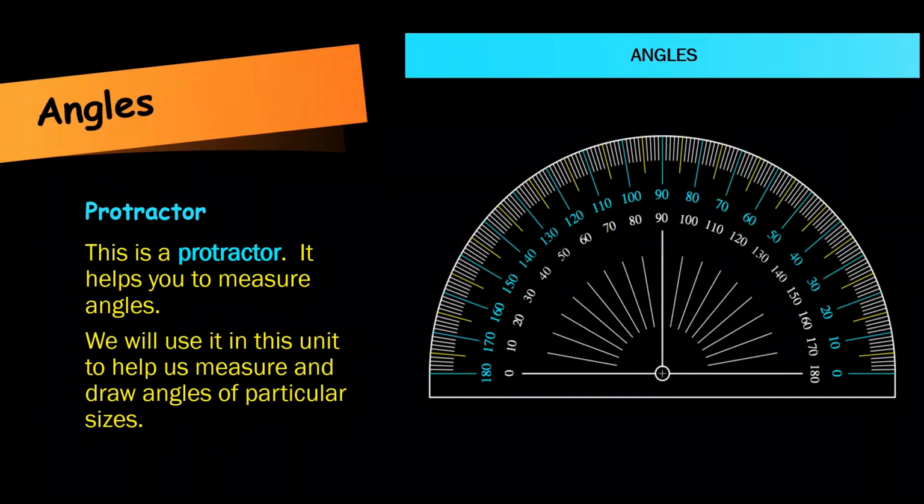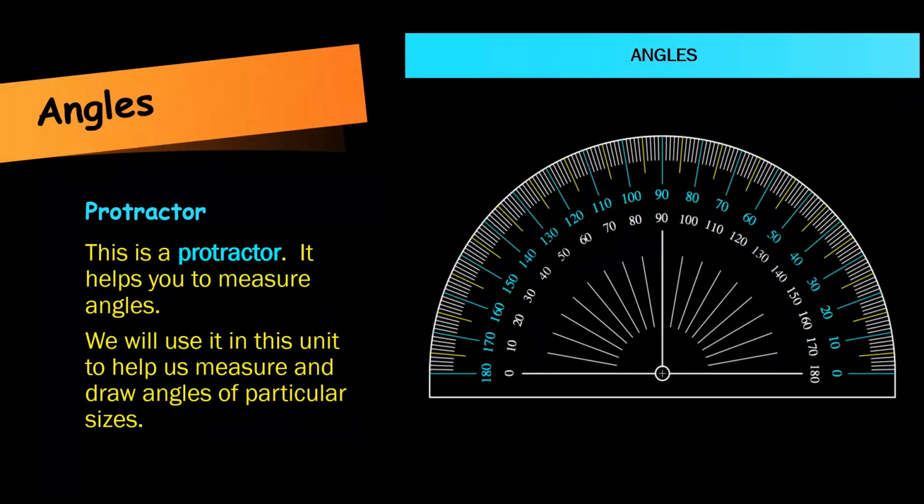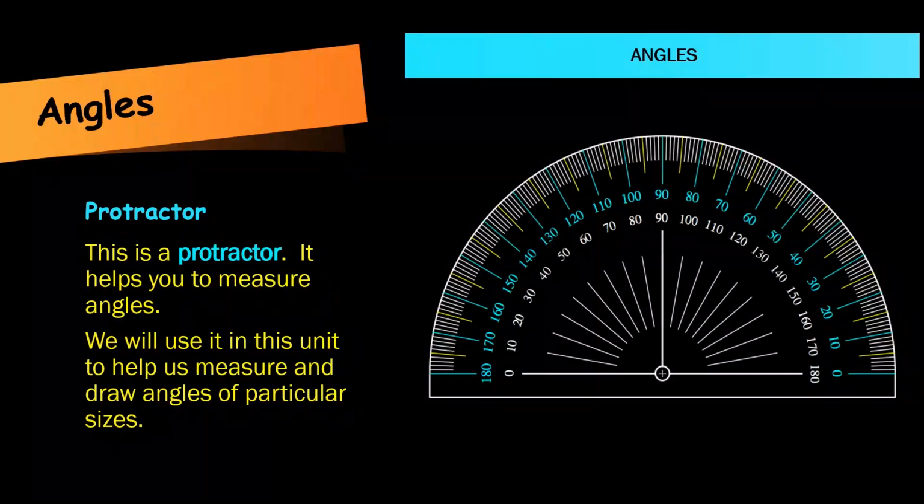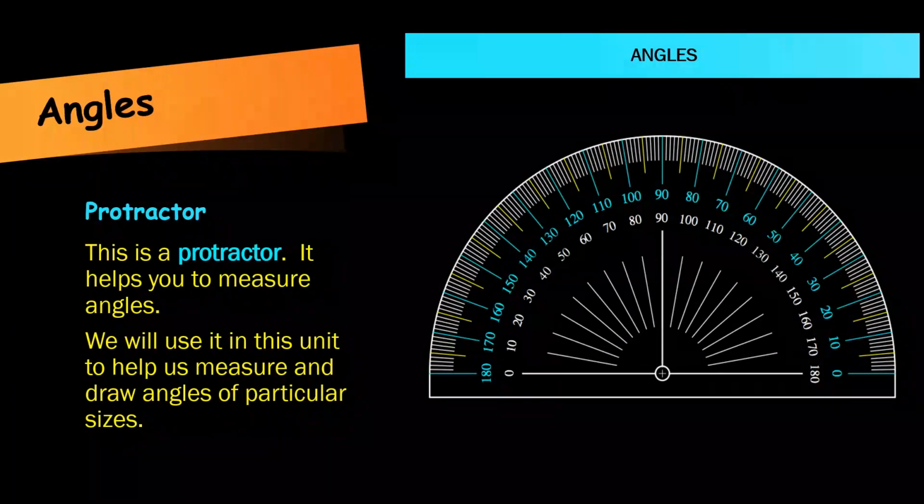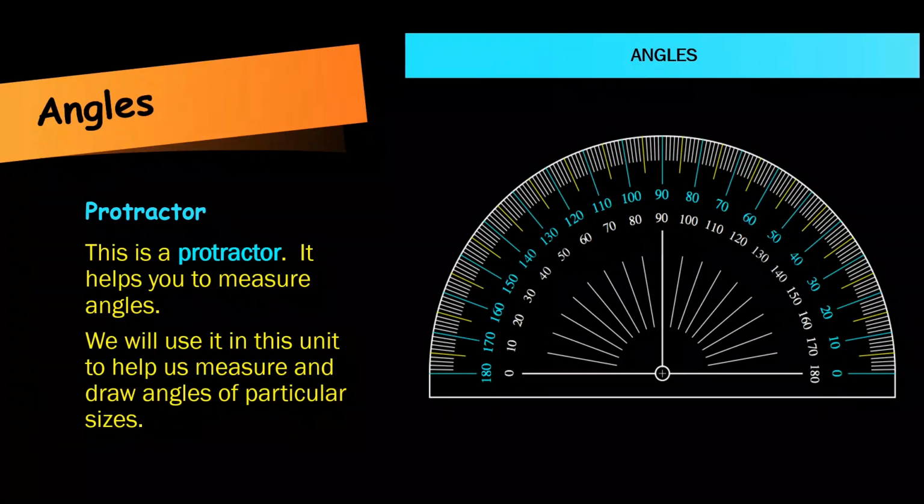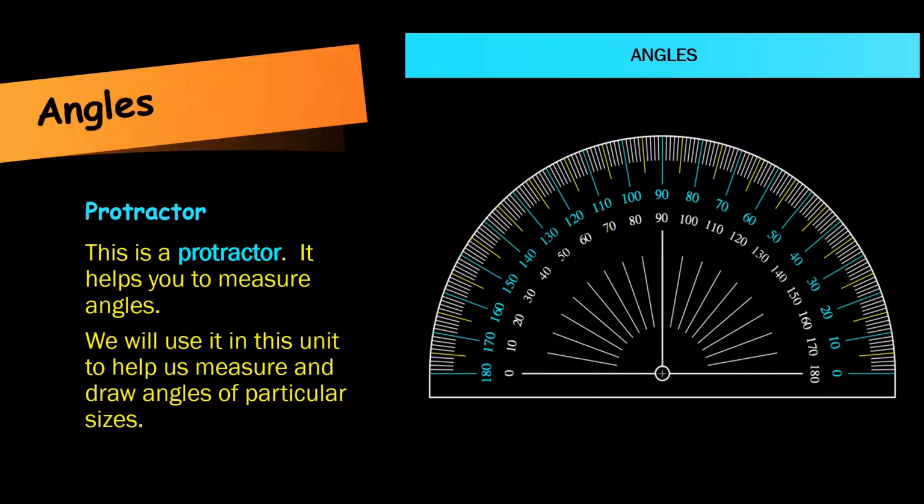This is a protractor. It helps you to measure angles. We will use it in this unit to help us measure and draw angles of particular sizes. Look closely at this protractor. It is semicircular and has 180 equally spaced intervals marked on it. On the right-hand side is 0 degrees, and on the left is 180 degrees. In the middle, we have 90 degrees.